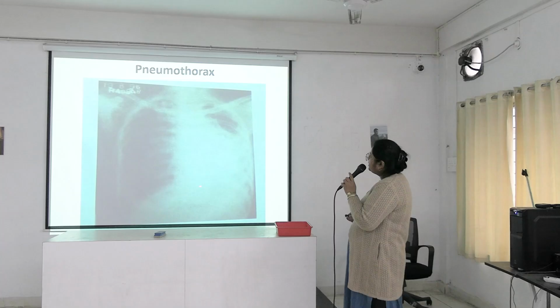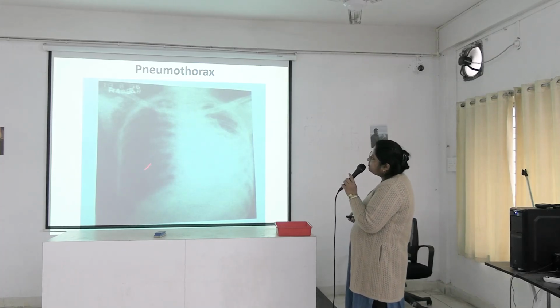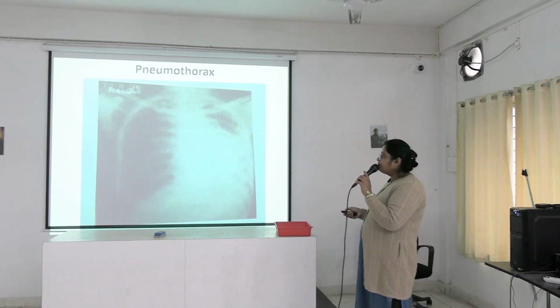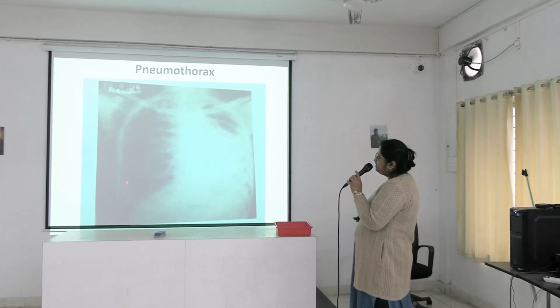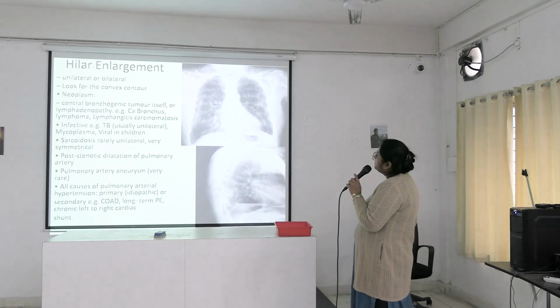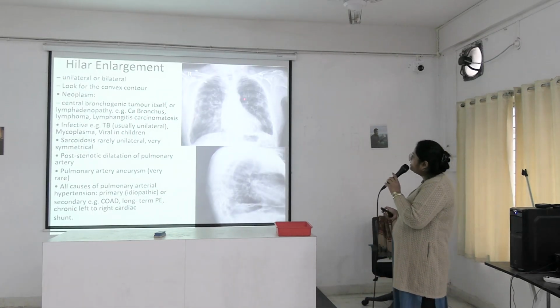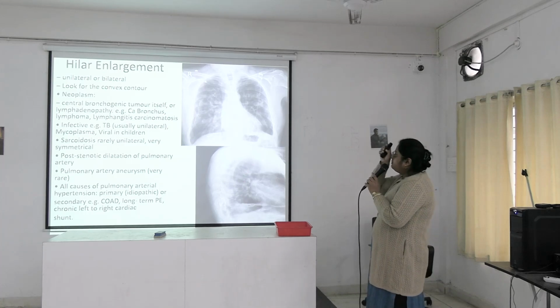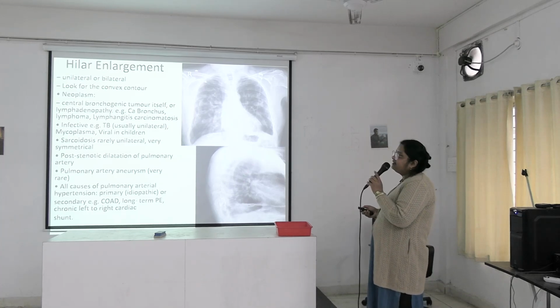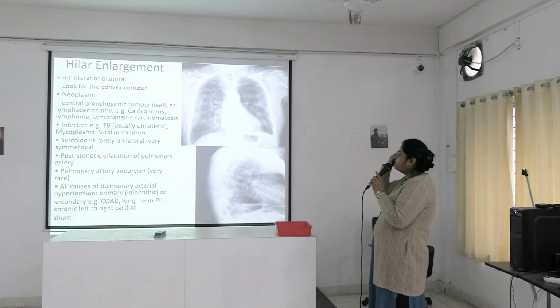This is pneumothorax. On this side, air accumulation has occurred and it has pushed the lung inside. So this part is having the lung. Next, hilar enlargement. Some hilar enlargements are seen here, and it can be unilateral or bilateral. Look for any convex contour, and what are the causes?